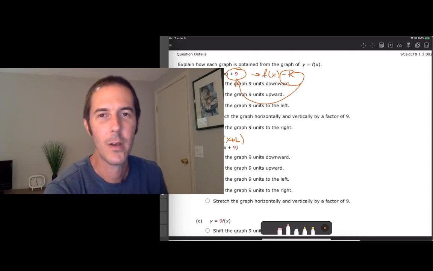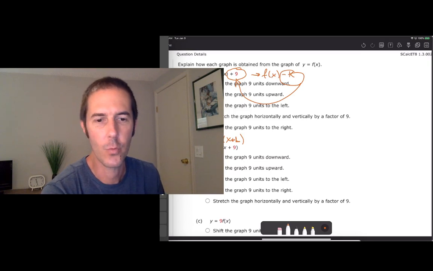Welcome to Calculus 1, Chapter 1, Section 3. I'm going to look through this group of material using a homework assignment that I designed using WebAssign in conjunction with James Stewart's Calculus 8th edition Early Transcendentals.